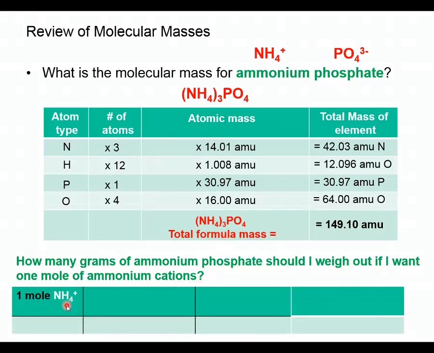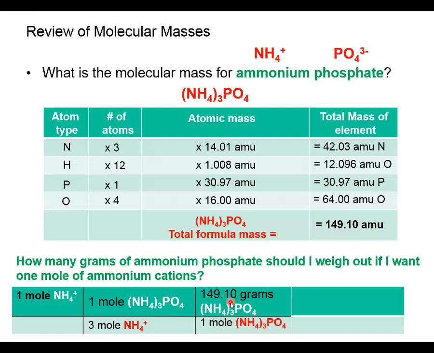So 1 mole of my ammonium cations, I can recognize that I end up with 3 moles of ammonium cations for every 1 mole of ammonium phosphate. Notice the moles of ammonium will cancel. That's going to give me that 1/3. I need 1/3 of a mole of ammonium phosphate in order to determine how many grams I should weigh out. Now the molar mass of ammonium phosphate is still 149.10 grams per mole. So if I take 149.10 grams per mole divided by 3, because I only need 1/3 of a mole to get 1 mole of ammonium cations, then I need to weigh out only 49.7 grams.